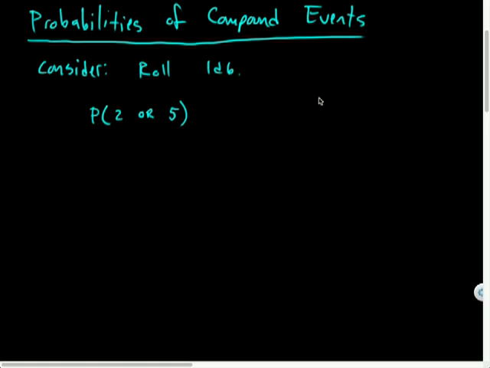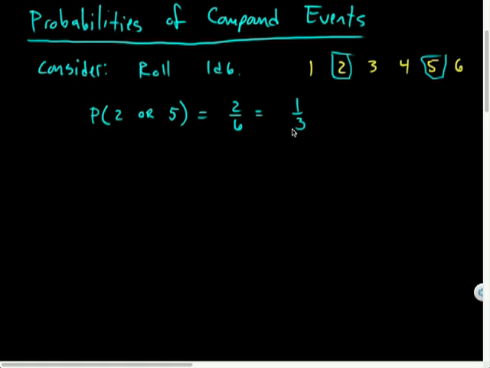Now, you might be able to think of what the sample space is here. You're like, okay, that's rolling a 1d6. The possible outcomes are 1, 2, 3, 4, 5, or 6, right? And you might look at that and say, well, how many of them are either 2 or 5, right? And you would have said, well, there's a 2, there's a 5, so there are 2 out of 6 outcomes, right? And then you'd reduce that probability to 1/3.